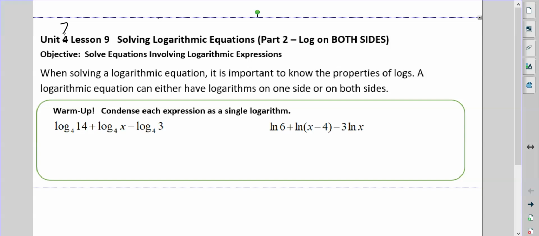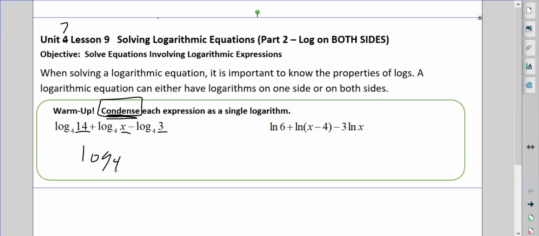Here we go with a warm-up of condensing. Remember, this is key. The key to this section and where people mess up is not condensing. Okay. So as I have the poster in my room, keep calm and always condense. You only want one log on each side. Okay? So we have 1, 2, 3 terms. We're only going to write log 4 one time.